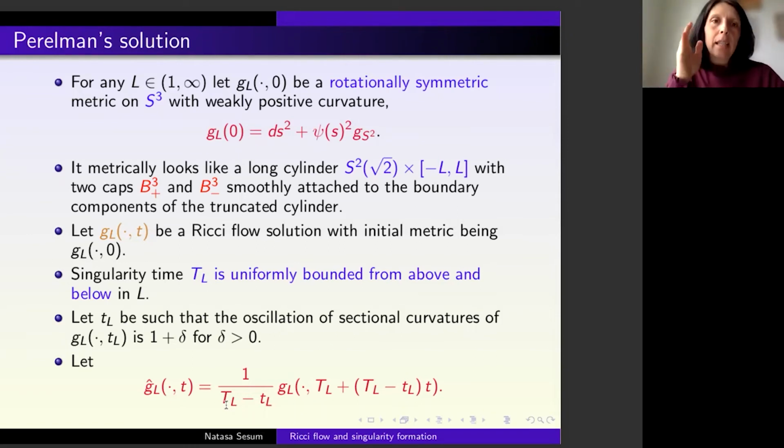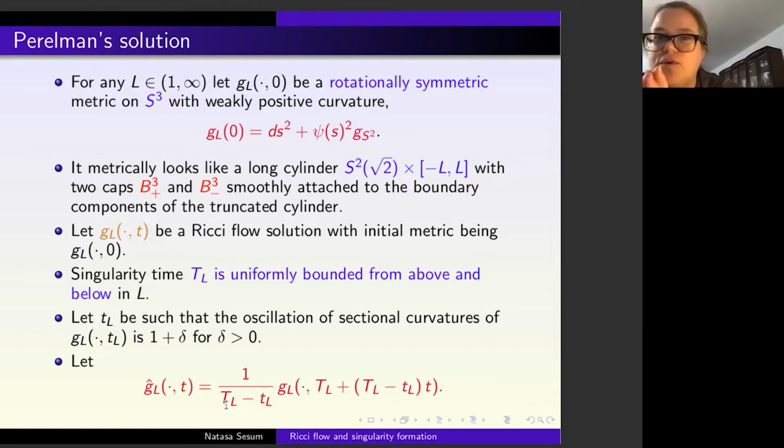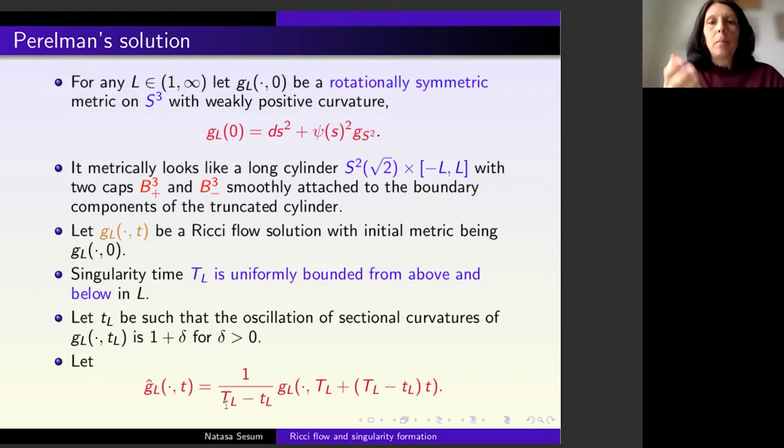But I will just say that the analogous solution to the King-Rosenov. You have 20 minutes because you started 10 minutes late. Oh, I have 20 minutes. Oh, okay.